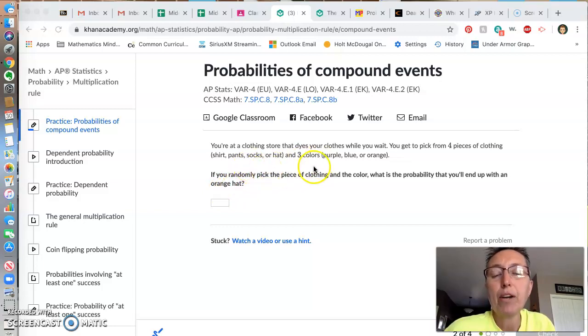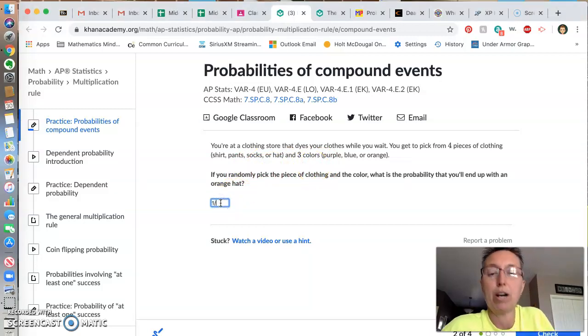And then you've got to put that over the total number of outcomes, the total number of possible outcomes that you can get. Well, to find that, you take the number of this choice times the number of the next choice. So 4 times 3 is 12. So 1 out of 12 chance that you're going to pick an orange hat.